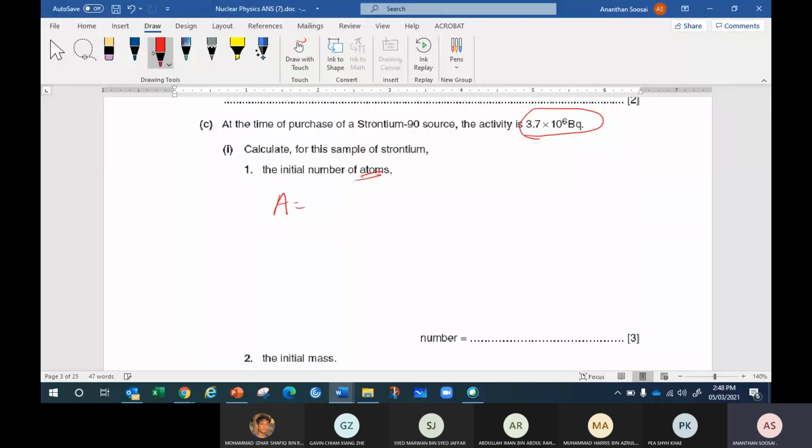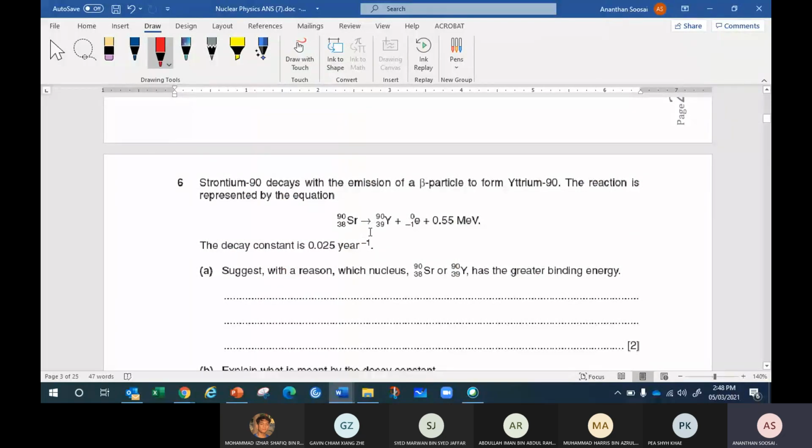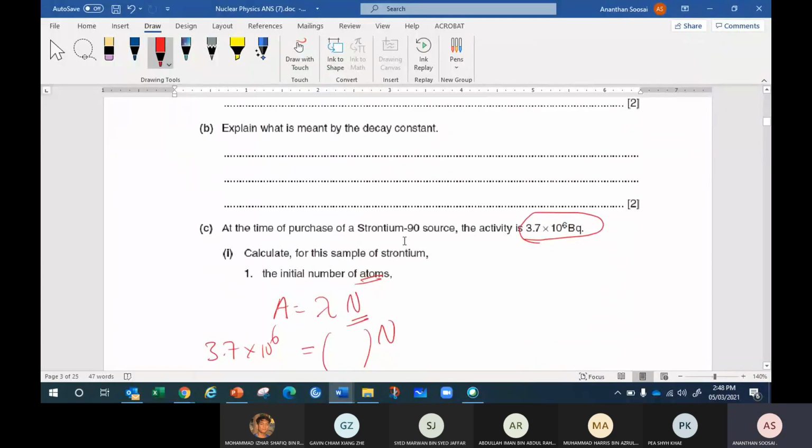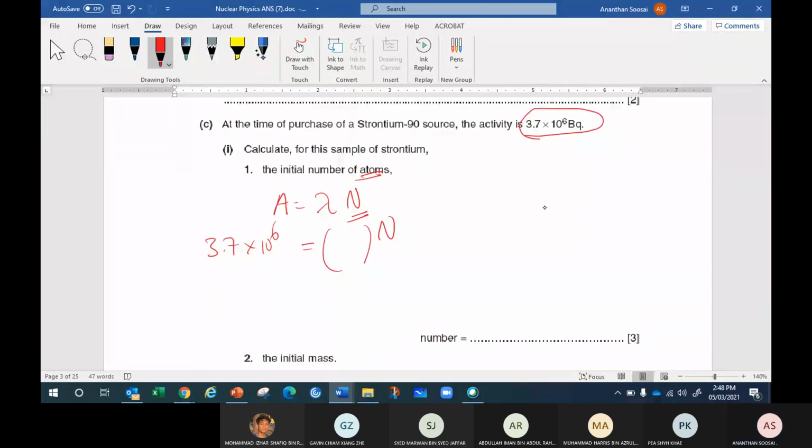A equals lambda N, right? We can find the number of atoms. You know the activity, 3 times 10 to the power of 6. And you know lambda? This is the decay constant for strontium, so we know lambda is 0.025. Can we write 0.025 here?